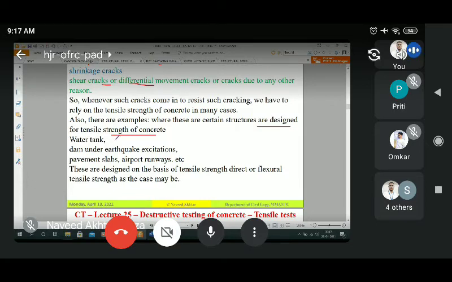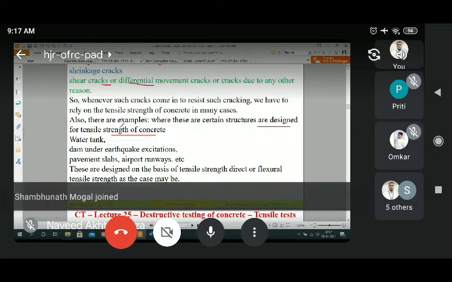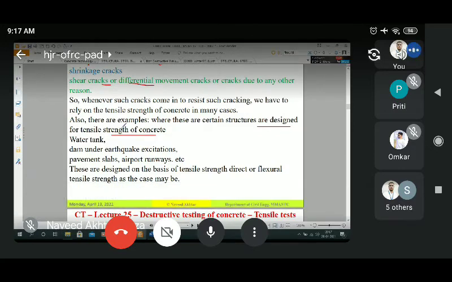And we have discussed that water tanks, dams, pavements, airport runways, and many structures require tensile strength. The cracking is mostly due to bending, due to flexure, due to continuous impact of water, hydraulic pressures, etc. In these situations, to avoid the leakage in the hydraulic structures, we go for knowing the tensile strength of your concrete.